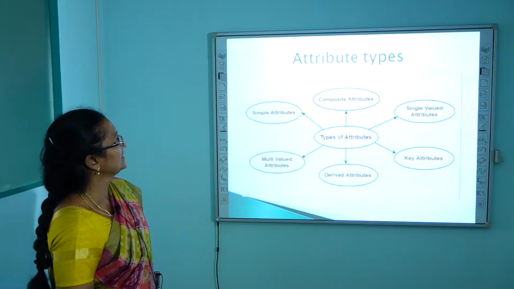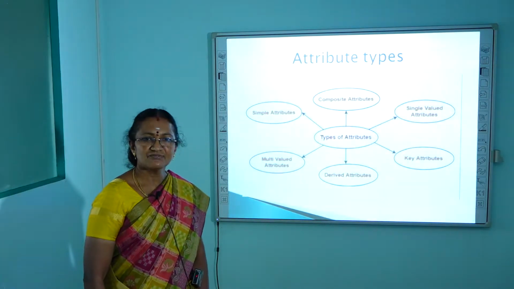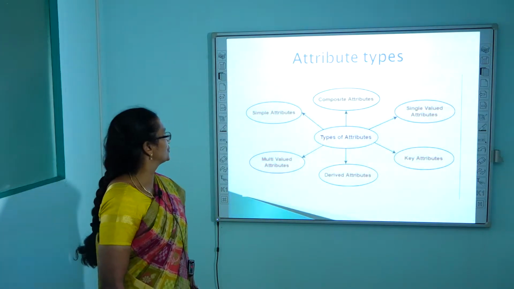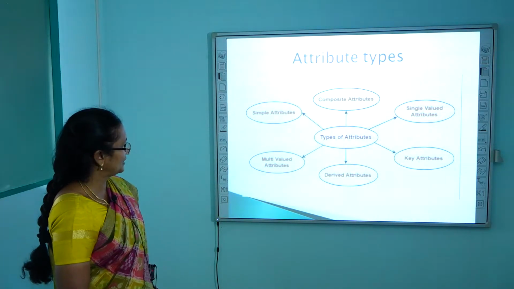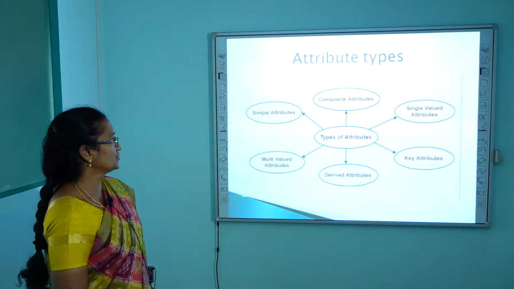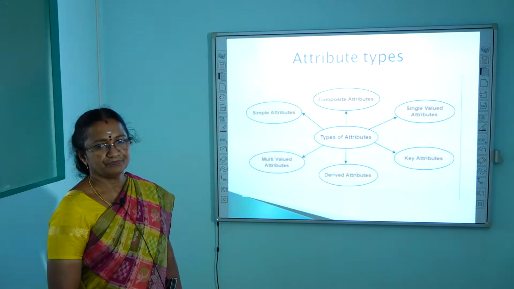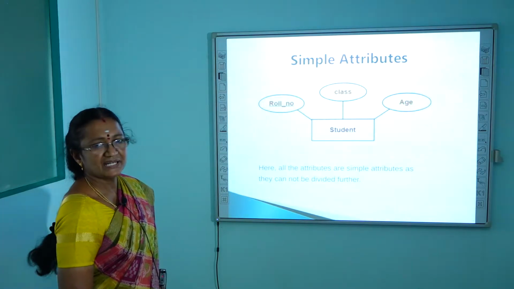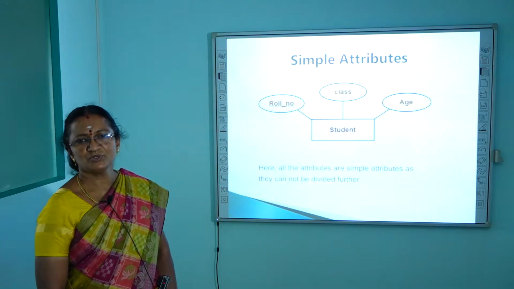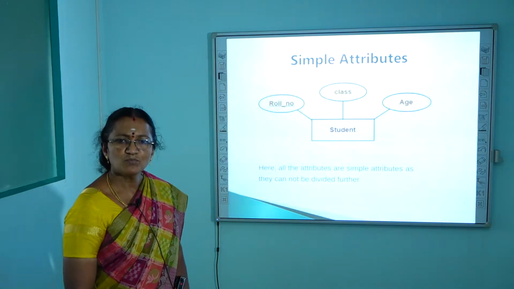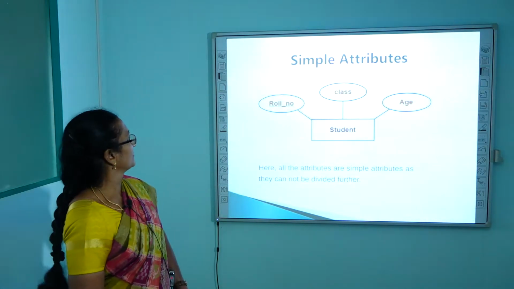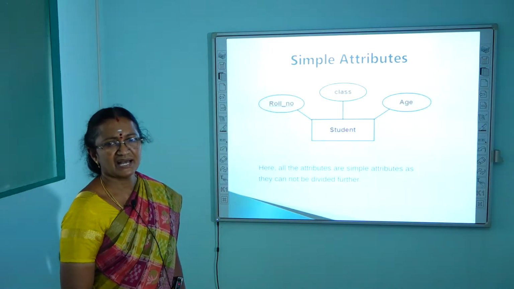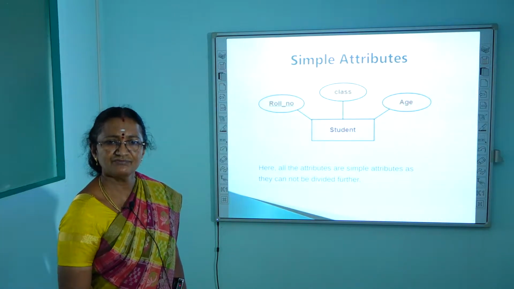Next one. These are the different types of attributes: composite attributes, single valued attributes, simple attributes, multi-valued attributes, derived attributes and key attribute. Simple attributes. Simple attribute means we cannot compose further. Roll number, class, age. These are the simple attributes. We cannot subdivide it further.